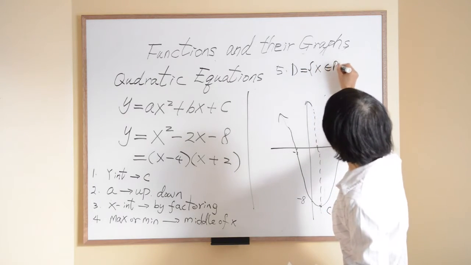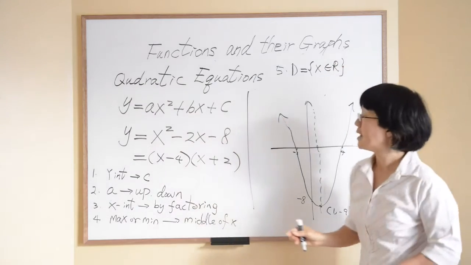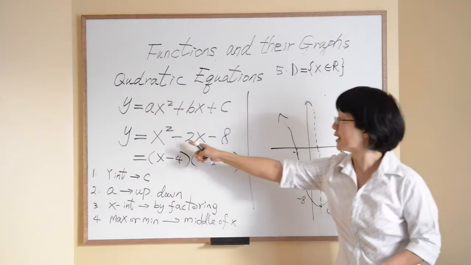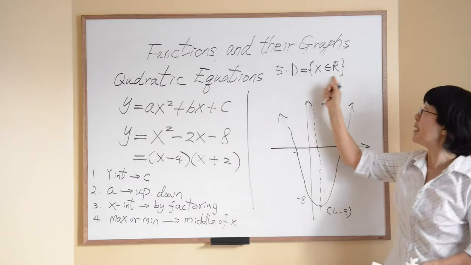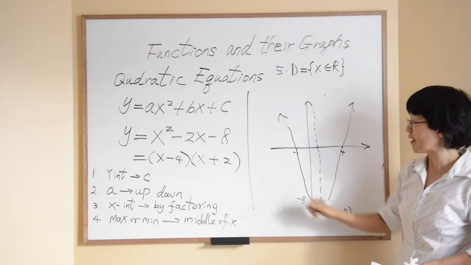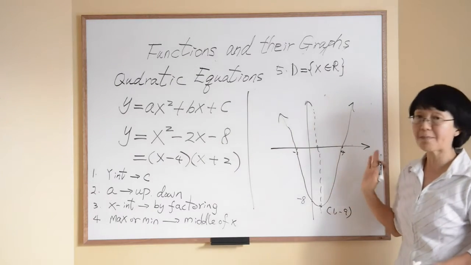In this case, the domain is just x belonging to the real numbers. Actually, for all quadratic equations, this is the domain. You don't even need to worry because all the graphs look like that. So there's no left and right boundary.